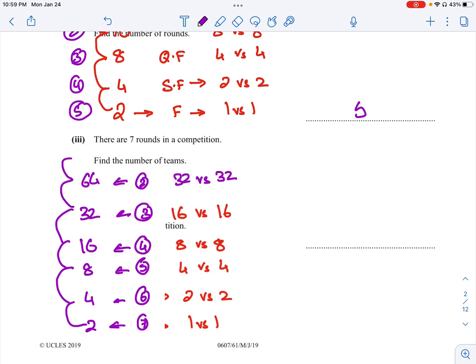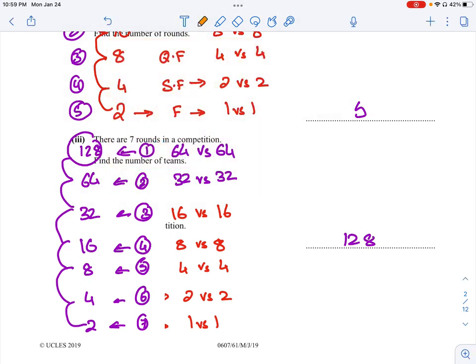Now, one more round, 128. 64 times 2 is 128. They would have played the first round, 64 teams versus 64 teams. And I get 64 winners. They go to the second round. Those 64 winners are divided into 32 versus 32 and so on. So we get it at 7 rounds. So in this way, how many teams are required? 128 teams are required.